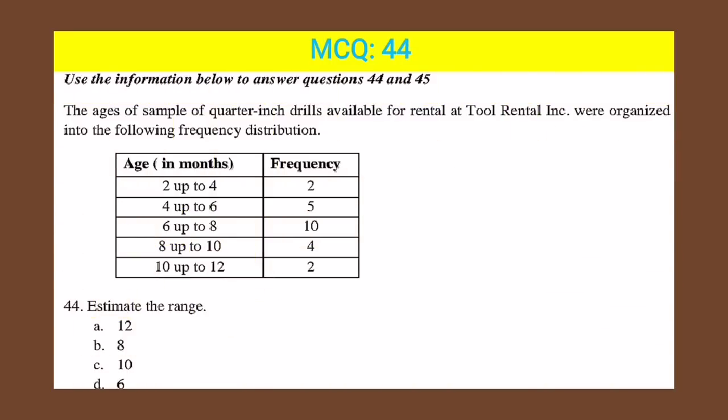Question 44. We have to use the information to answer question 44 and 45, as I've indicated already. The ages of a sample of quarter-inch drills available for rental at a rental corporation were organized into the following frequency distribution. So we have ages in months and frequency. We are asked to estimate the range.